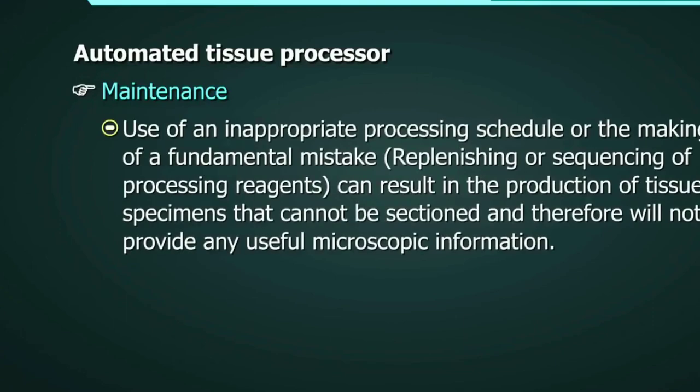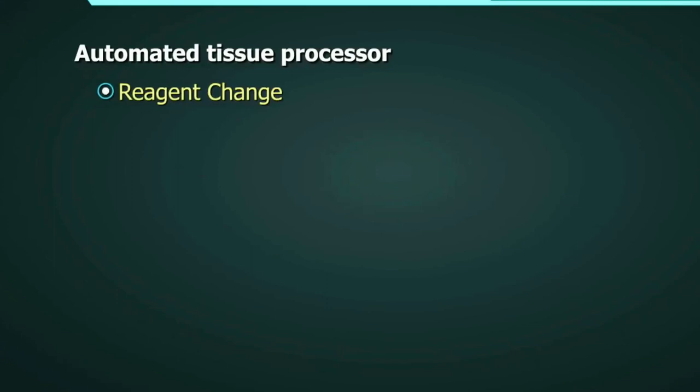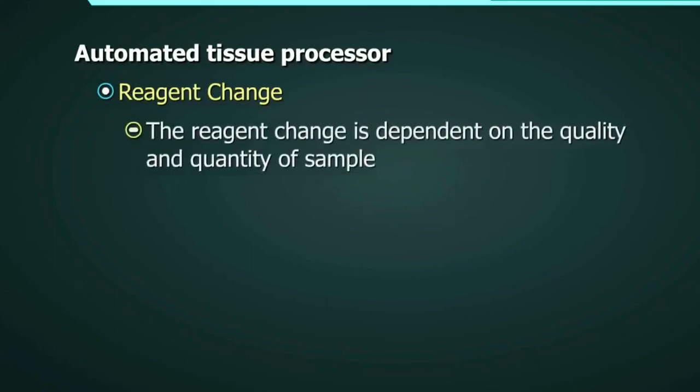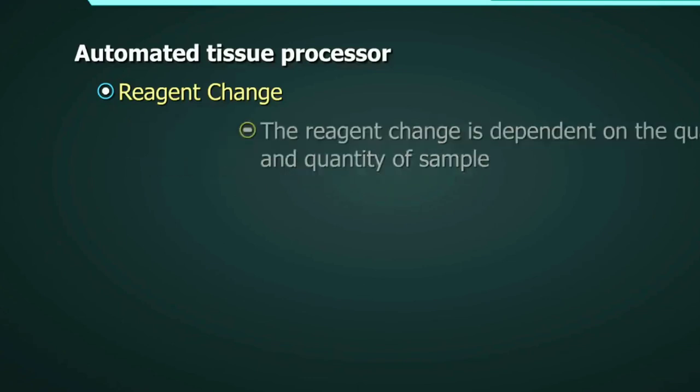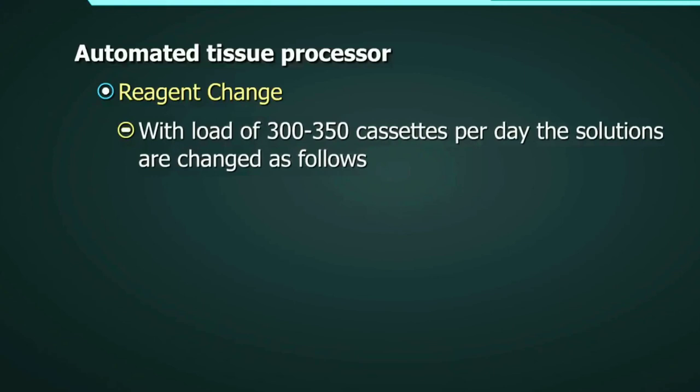Maintenance. Use of an inappropriate processing schedule or the making of a fundamental mistake, perhaps in replenishing or sequencing of processing reagents, can result in the production of tissue specimens that cannot be sectioned and therefore will not provide any useful microscopic information. Reagent change. The reagent solutions should be changed depending upon the quality and quantity of samples processed. Typically, with a present load of 300 to 350 cassettes per day, the solutions need to be changed as follows.